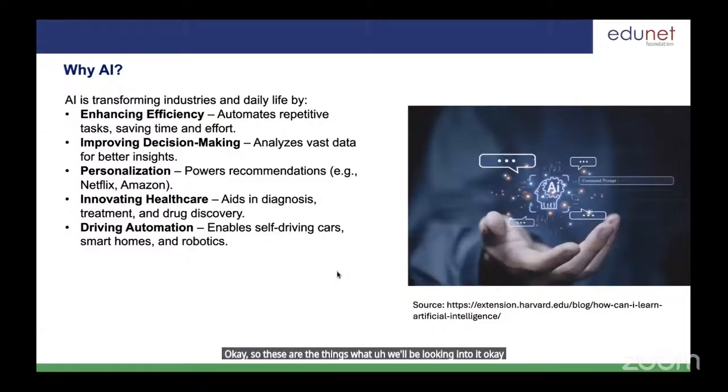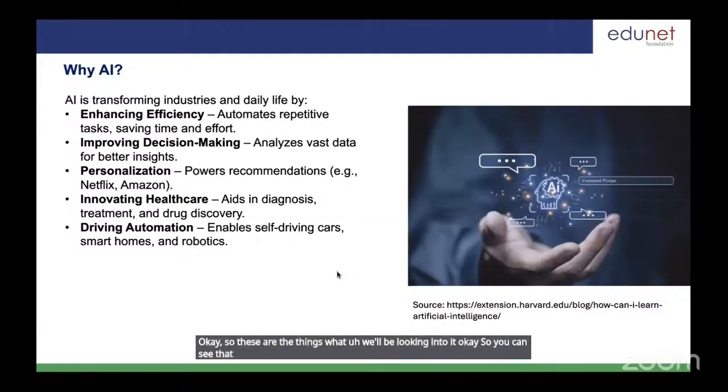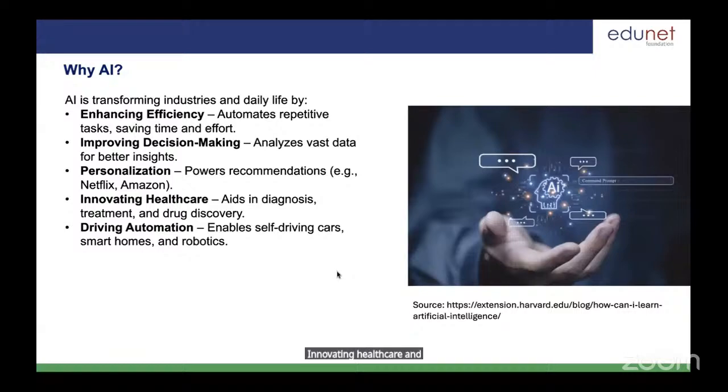Now you can see that AI is transforming industries and daily life through these specific things. One is enhancing efficiency, improving decision making, personalization, innovating healthcare, and driving automation. So one by one we'll have a discussion.